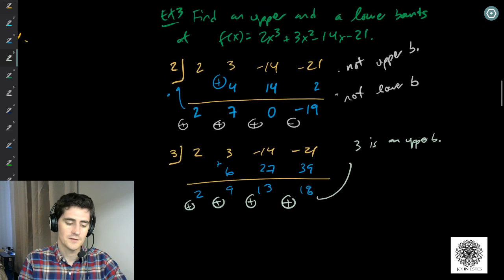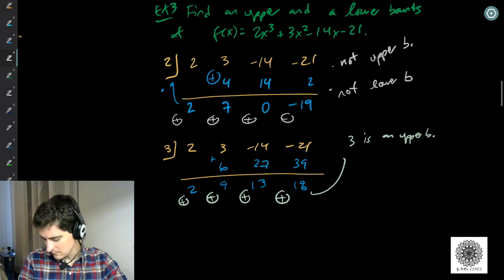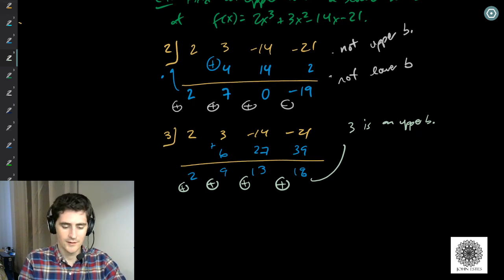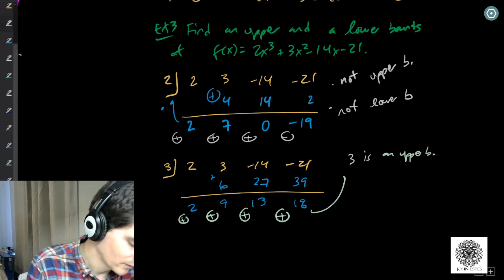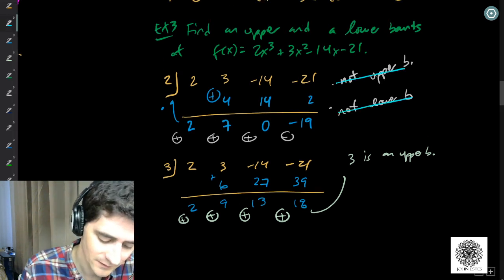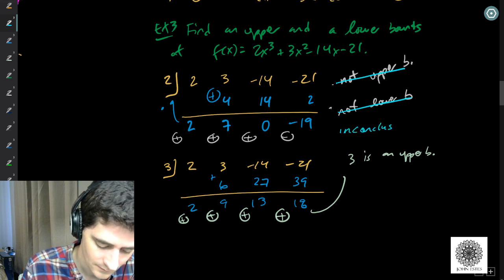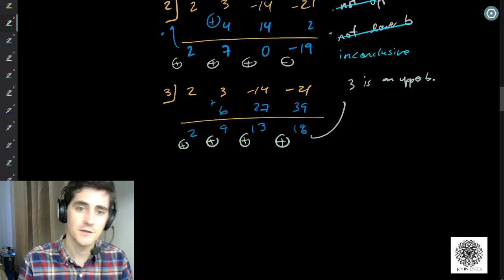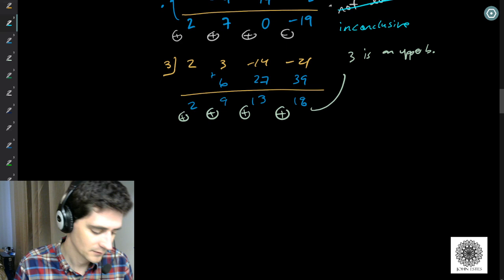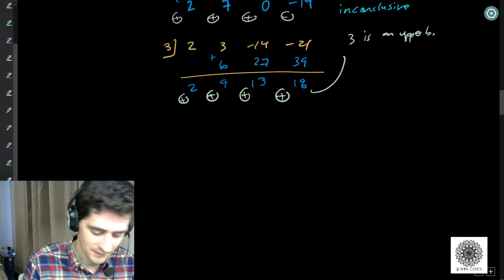Okay? And what I should have said here on number 2 is it's not conclusive, right? It's not conclusive. And so we don't know, I misspoke here. We don't know necessarily if they're upper or lower bounds. It's just inconclusive. It could very well be, but it doesn't tell us. But for 3, for sure we know it's an upper bound. Okay? Sorry about that. Well, let's try another one.